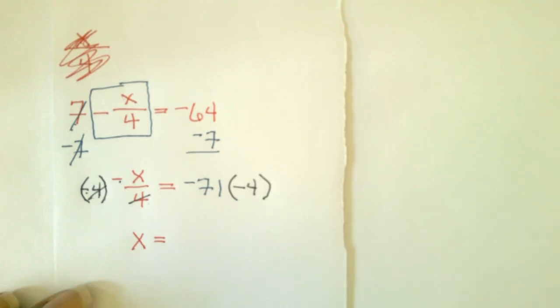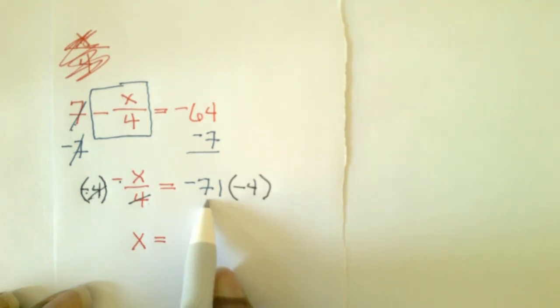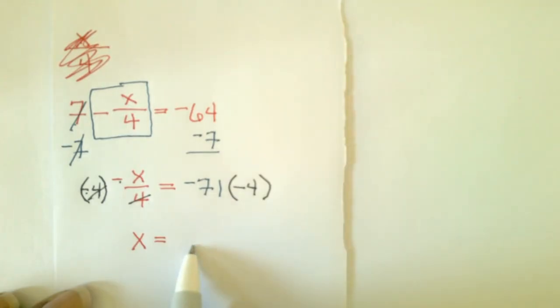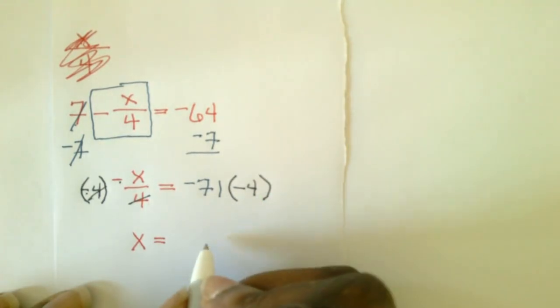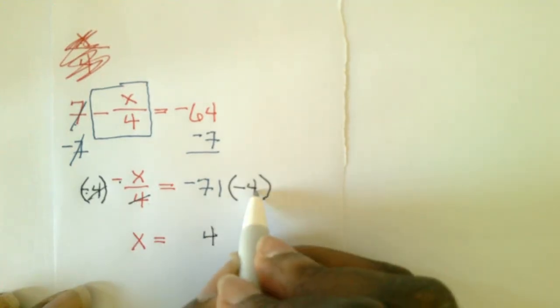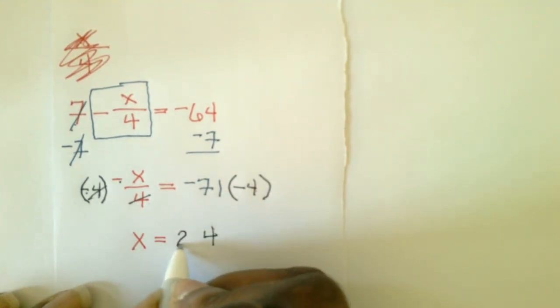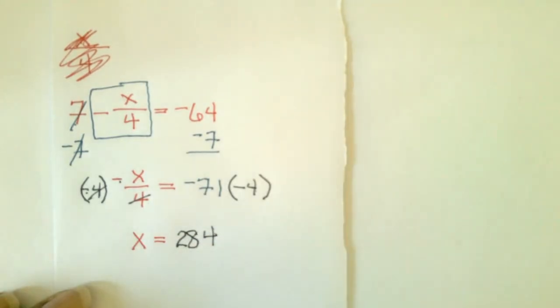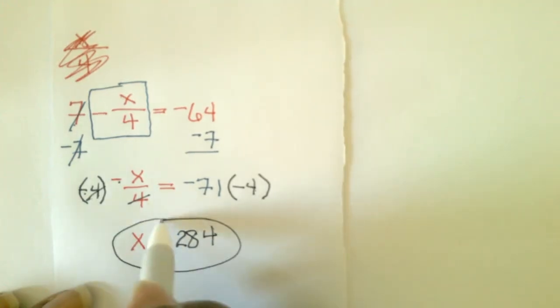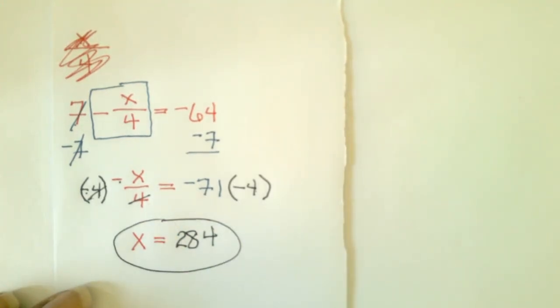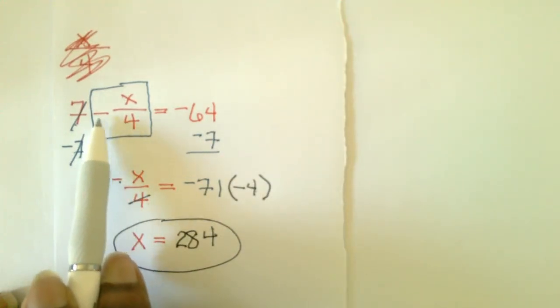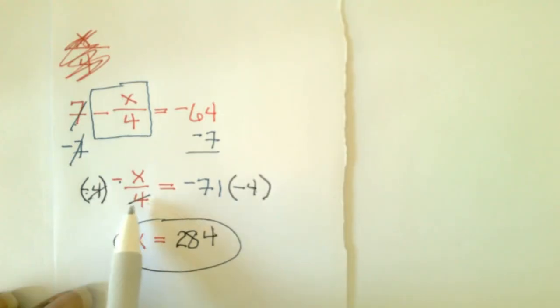Alright, so now negative times negative gives me a positive. 4 times 1 gives me 4. 4 times 7 gives me 28. So that means our x, our unknown, is going to equal 284. Well, remember, there was a negative, as we're taking care of not just the 4, but also the negative.